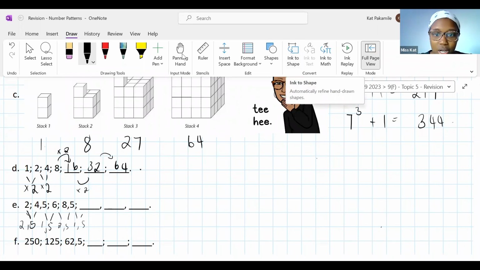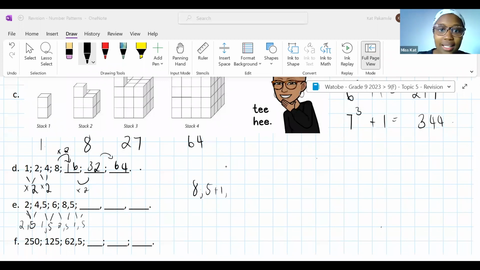Chichi, there's a difference between a comma and a semicolon. You need to pay attention. Okay? Thank you. So the next one is 8,5 plus 1,5. That's why I used semicolons, so that you can see where the comma is and where the semicolon is.